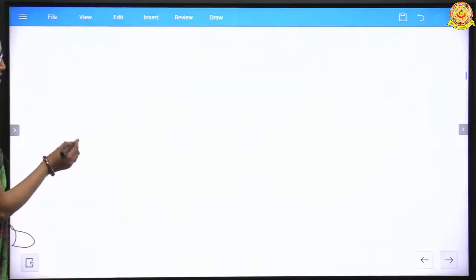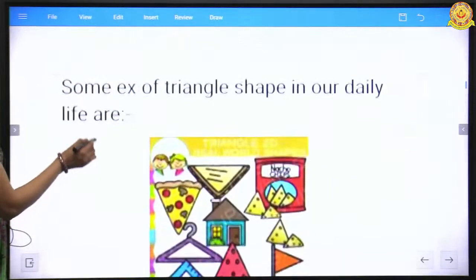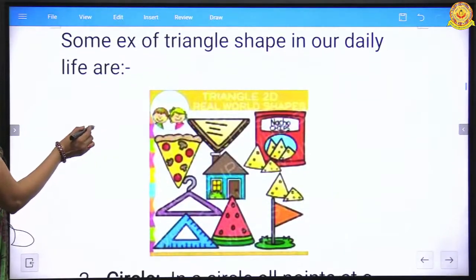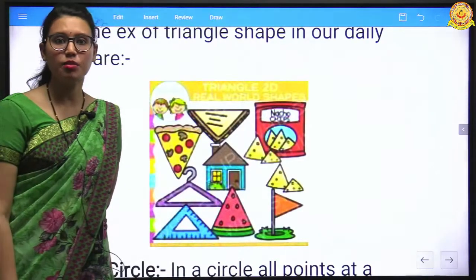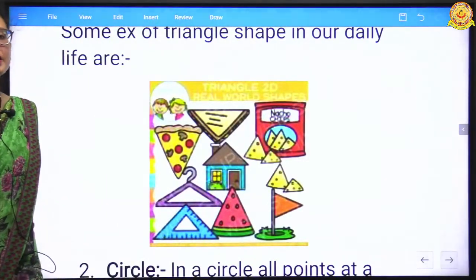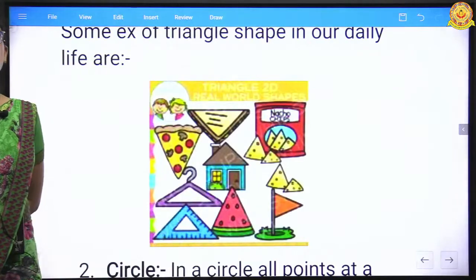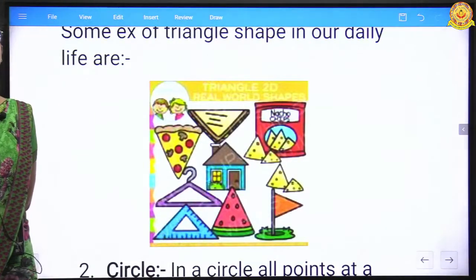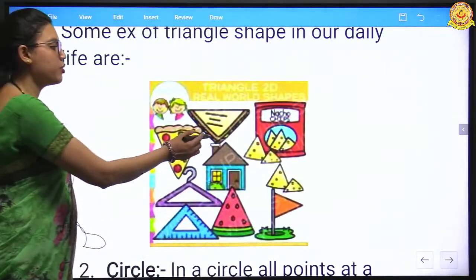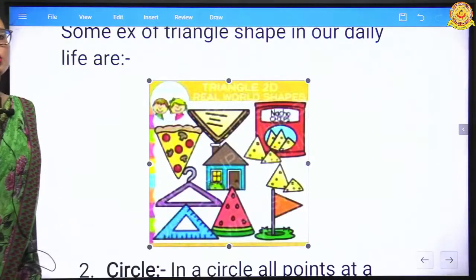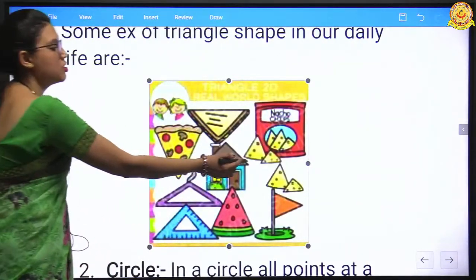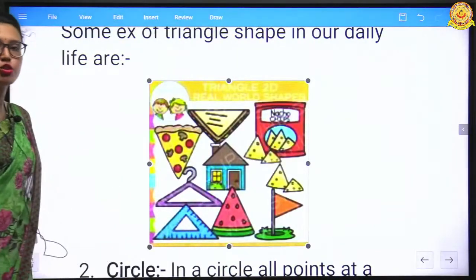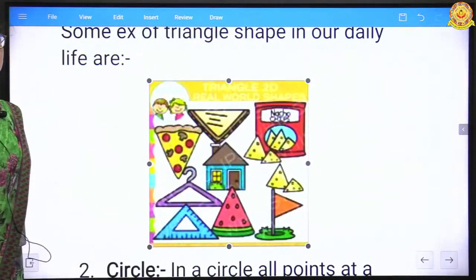Our next examples of triangle in our daily life are pizza. Have you ever eaten pizza? A slice of a pizza is also similar to a triangle. A sandwich is also similar to a triangle. Nachos. If you ever eat nachos, you will see that it is also in a triangle shape.